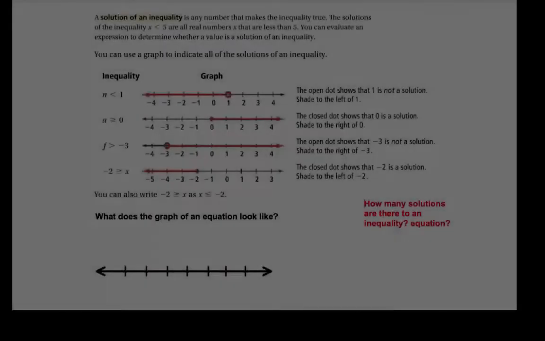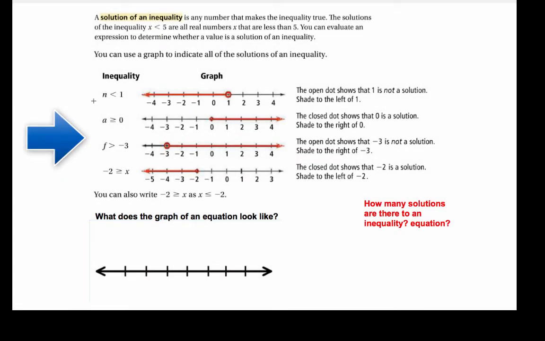The solution of an inequality is any number that makes the inequality true. The solutions of the inequality x is less than 5 are all real numbers x that are less than 5. So if you think about how many real numbers there are that are less than 5, there's a bunch. You can evaluate an expression to determine whether a value is a solution of an inequality. You can use a graph to indicate all of the solutions of an inequality. So here we have some examples. First, we have the inequality n is less than 1. On our number line, here's 1.